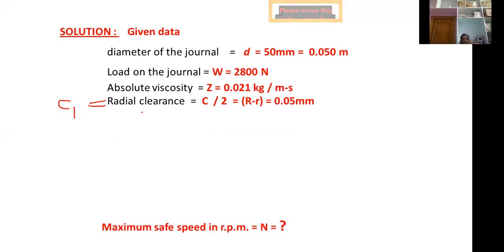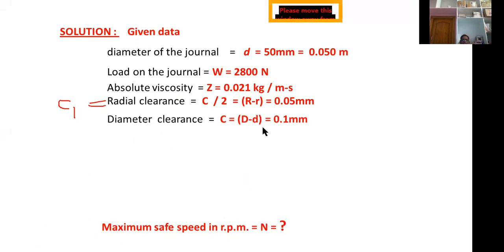Radial clearance means C1 equal to capital C by 2. Capital C equal to capital D minus small d equal to 0.1 mm. Now the length of the bearing is also given, that is L equal to 80 mm.